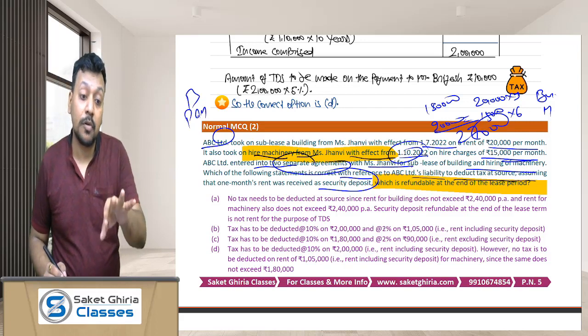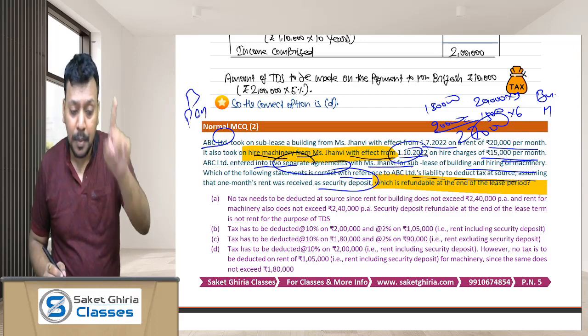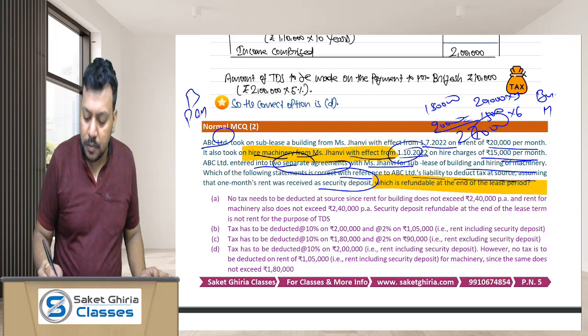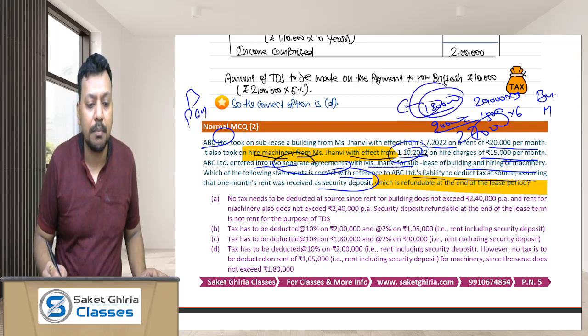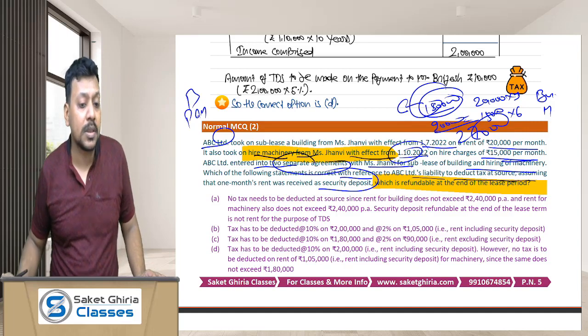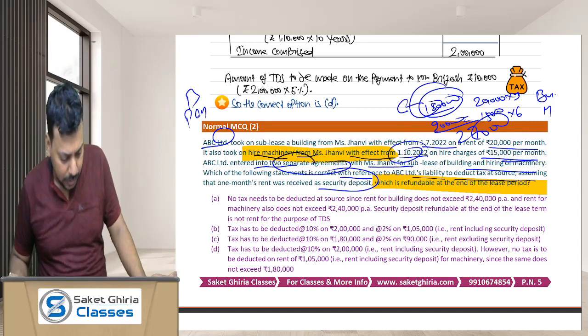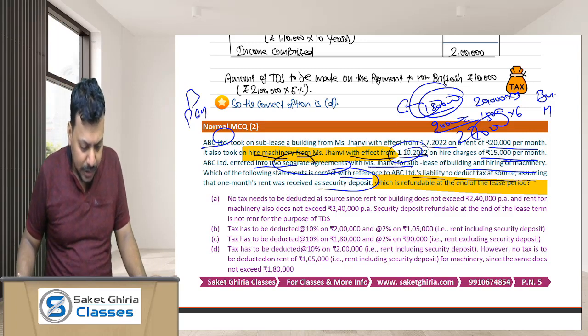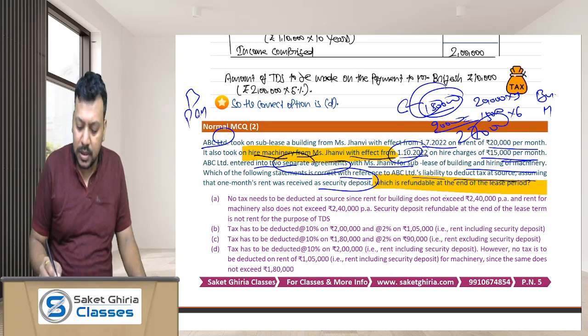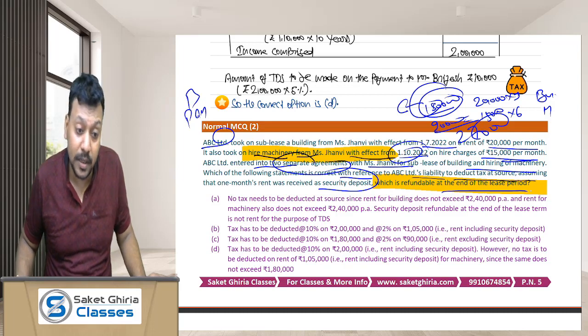TDS under section 194I will be attracted, but hold on, TDS would be at the rate of 10% on rupees 180 because it is for the lease of the building, and TDS would be at the rate of 2% on plant and machine. I hope you guys are okay with this. Okay, but yes, as this rupees 20,000 is refundable, this will not be subject to 194I TDS.